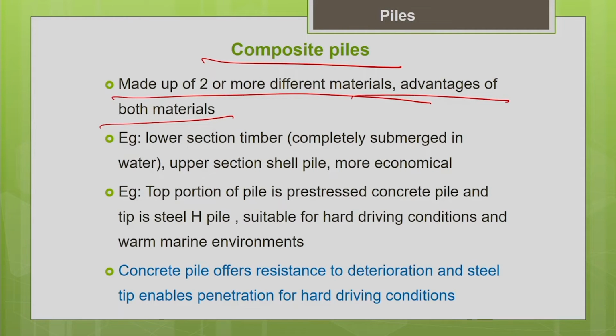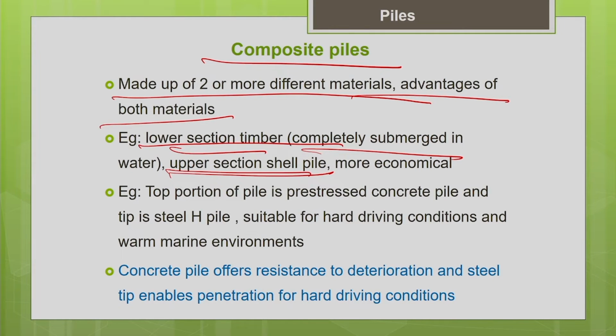Some commonly used composite piles, for example, are the timber and steel combination. For the lower section I can go for timber, because, say, you are going to select a pile which is going to be submerged in water. The portion submerged in water can be a timber pile, because when it is completely submerged in water, timber is not susceptible to rotting or decay. That is why, for the completely submerged portion, I can go for timber, which is more economical, but for the top portion you can go for a shell pile or steel pile. This way you can economize the cost.